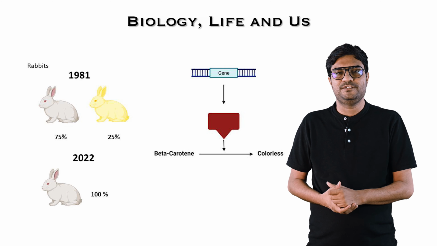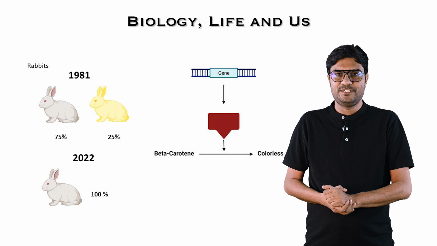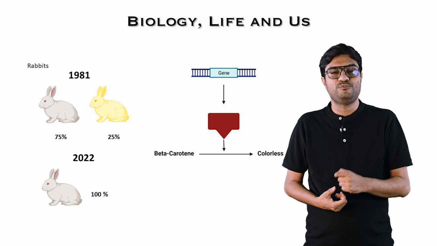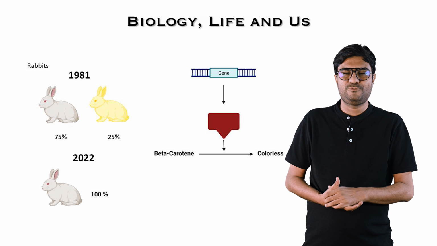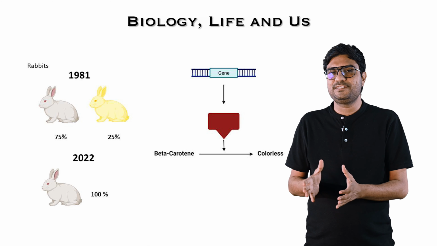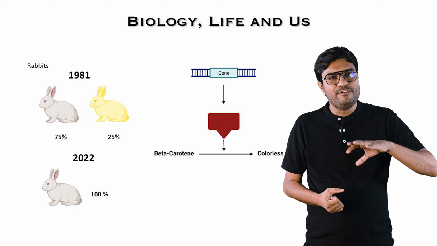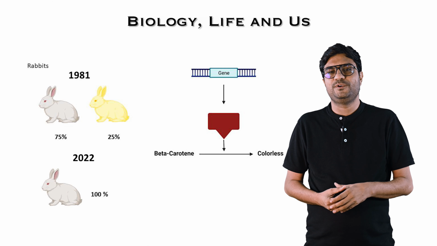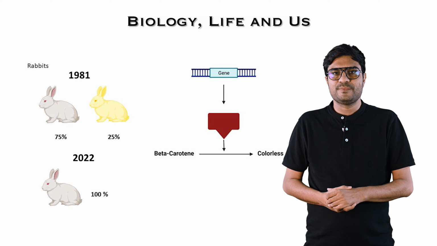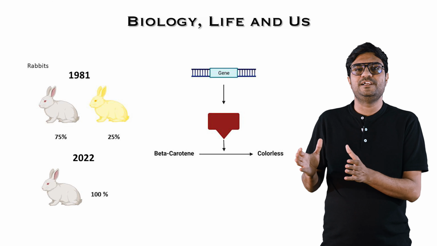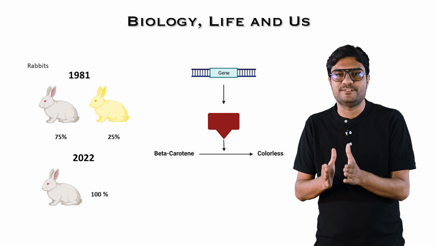Now, what has changed? The environment. The gene is there. The environmental change is what? Food. In one experiment, food was carrot. In the second experiment, food was biscuit. We always learn the definition of phenotype, and the statement says genotype plus environmental influence decides phenotype. This is the perfect example.